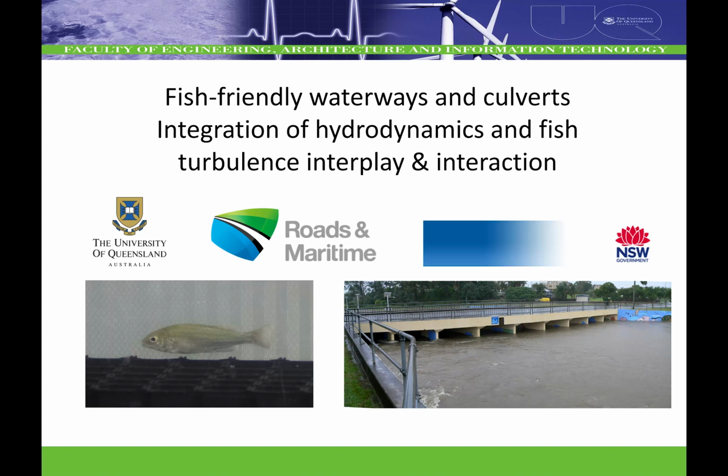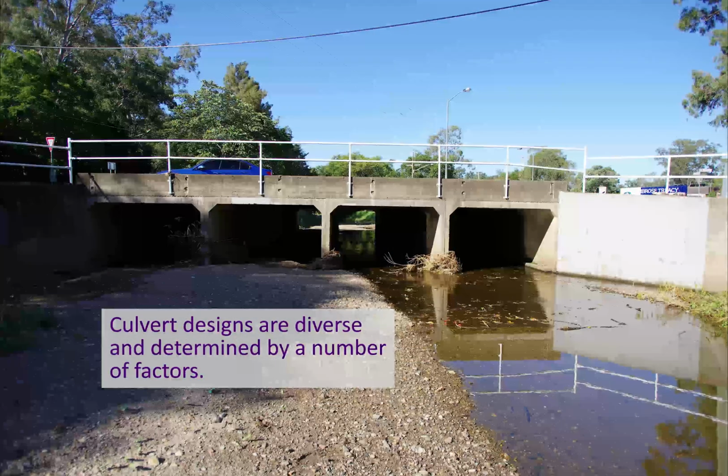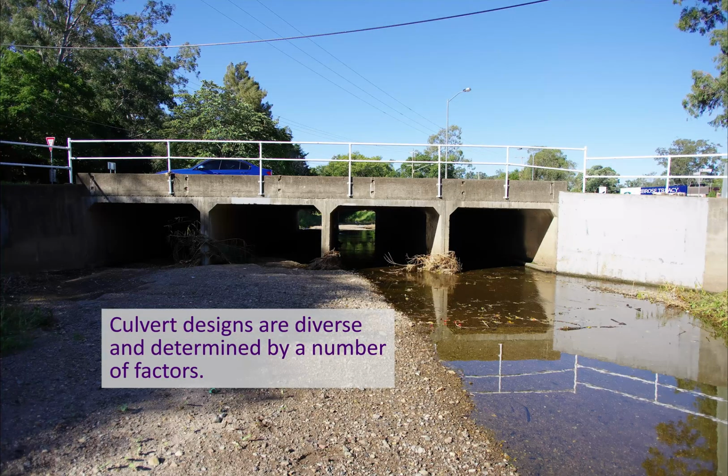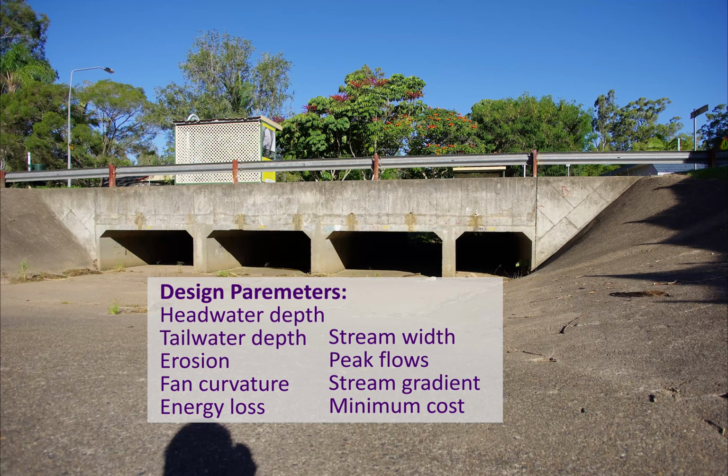One of the current research projects at UQ is a study on how we can create more fish-friendly waterway guidelines, specifically for culverts, in Australia for our native fish species. A culvert is a structure that allows flood water to flow under a road or any embankment from one side to the other. Culverts are designed in many different shapes and sizes depending on head and tailwater depth, erosion, fan curvature, energy loss, stream width, peak flows, stream gradient, and minimum costs.